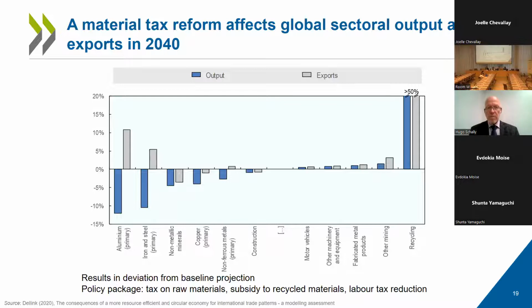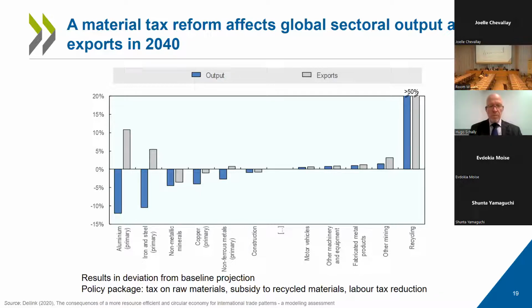So starting from the very left-hand side, we have aluminum, where global outputs will be reduced by over 10%, but exports will be improved by over 10%. And this tells a story that production bases and export bases will become more specialized. On the very right-hand side, on recycling sectors, these sectors will grow by over 50%. And both of these things tell a story that trade has an important role to play in the transition towards a resource-efficient and circular economy.